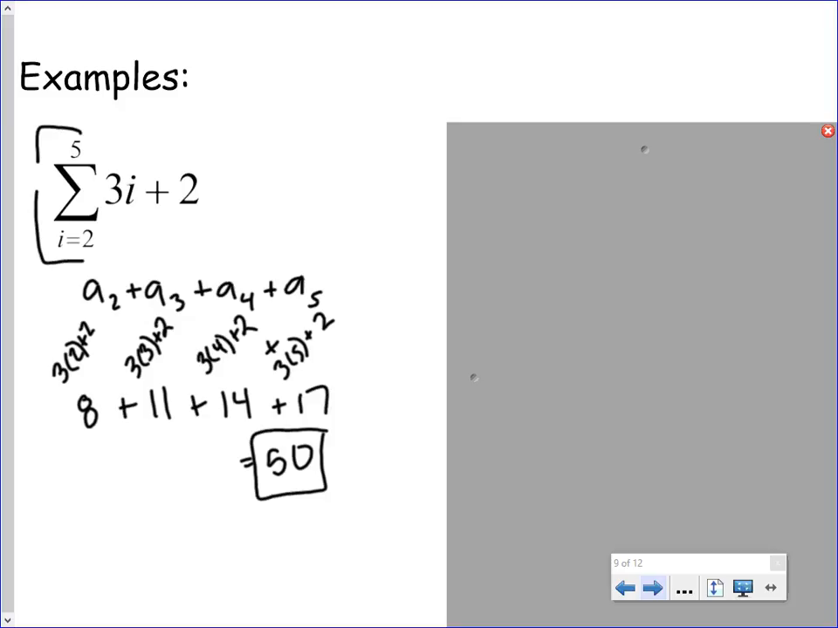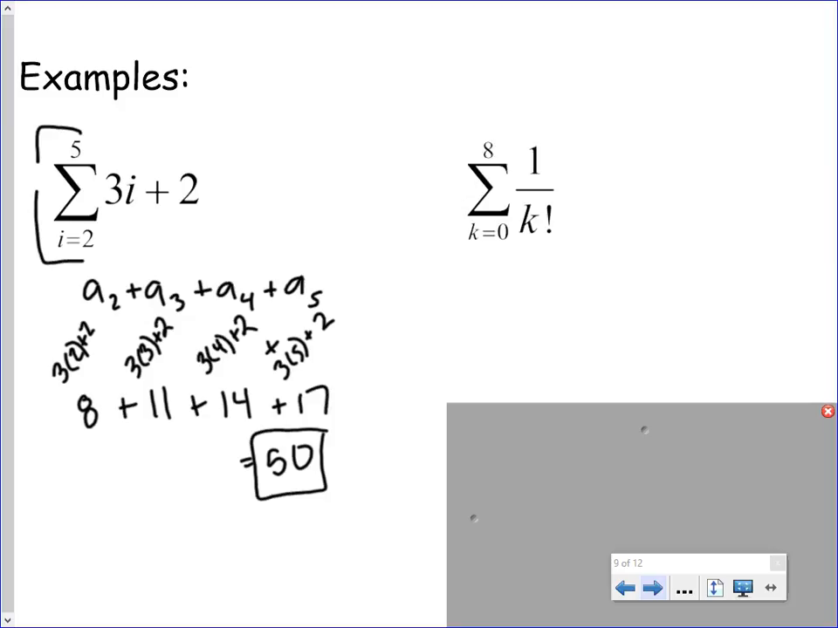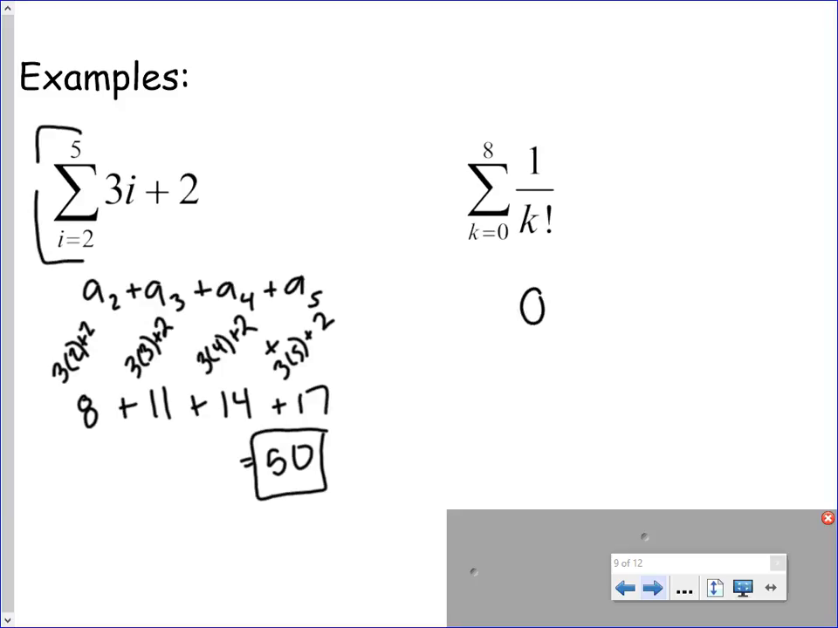I'm not going to take the time to do the whole example for this one, but I just wanted to show you because there are some factorial examples in the homework assignment. Does anybody know what 0 factorial is?